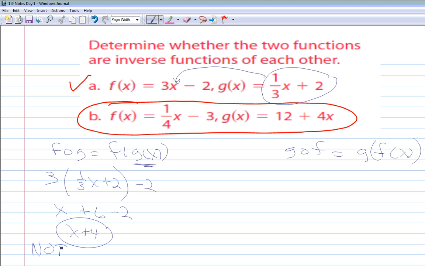So we can just stop on that one. I would say pause right now, write that down, make sure you understood that, because this did not come out to be just X, so we don't have an inverse yet. So I'm not even bothering with the other one. And then we're going to do the second one, part B.